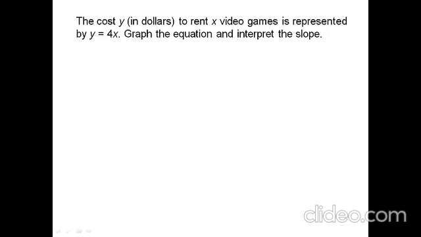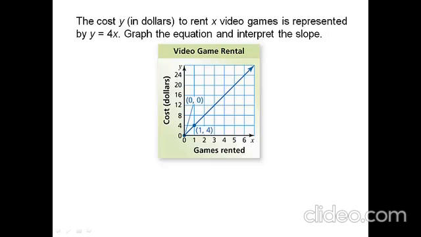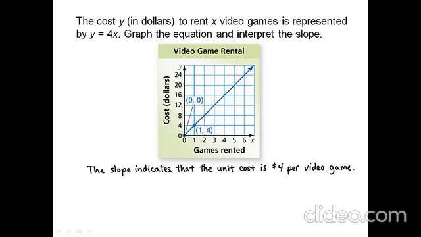Plot the points and draw a line through the points. Because negative values of x do not make sense in this context, graph in the first quadrant only. The slope indicates that the unit cost is $4 per video game.